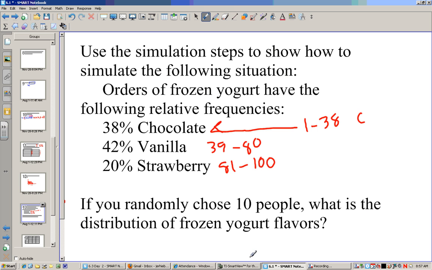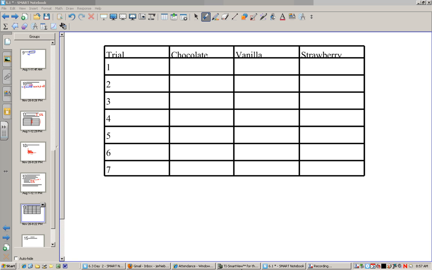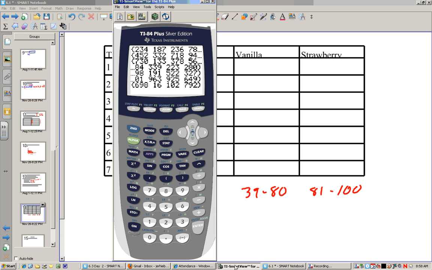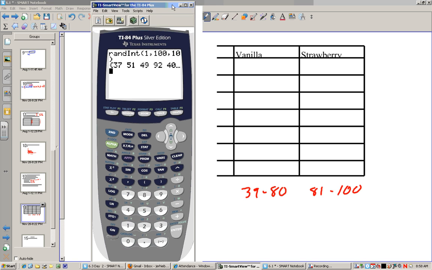So now I'm going to randomly choose 10 numbers between 1 and 100, and then I'm going to see how many people are in each category. So 1 through 38 is here, 39 through 80 is here, and then 81 through 100 is in this category. So let's clear this out. Random integers from 1 to 100. And we're going to pick 10 of them. Not 109, 10.